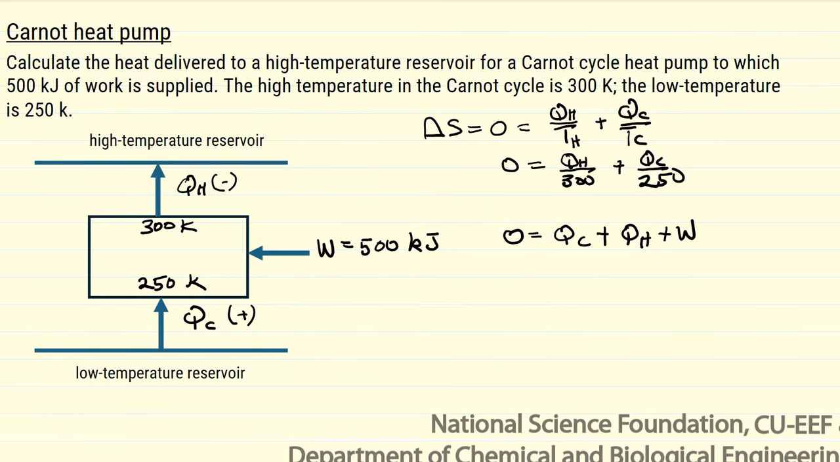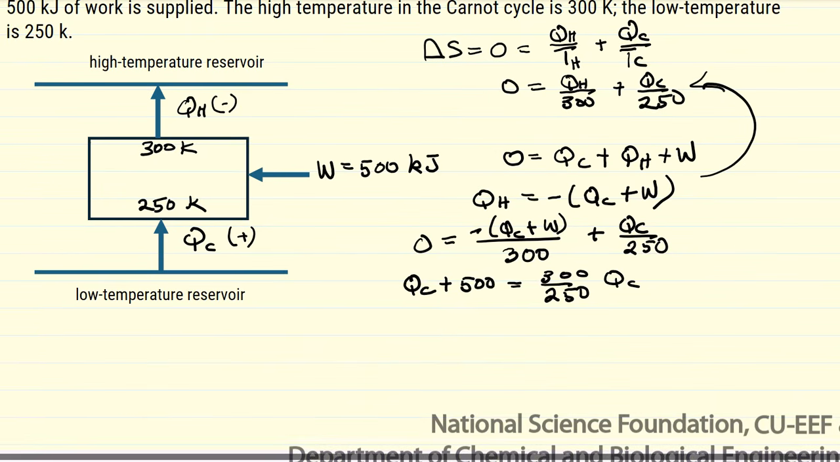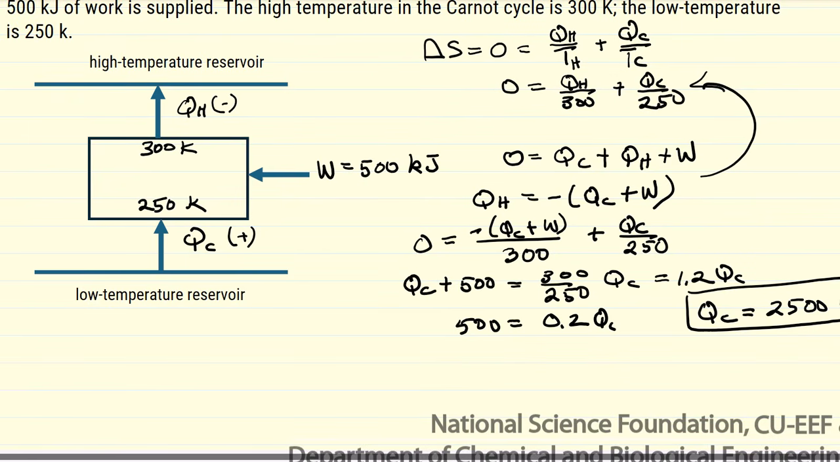So what we're going to do is combine these two equations. Well, let's solve for QC first. So QH then is equal to minus QC plus W. We'll substitute that back in here. So I made the substitution for work of 500, rearranged the equation. So now I can solve for QC. Once I have QC, then I can get QH from this equation.